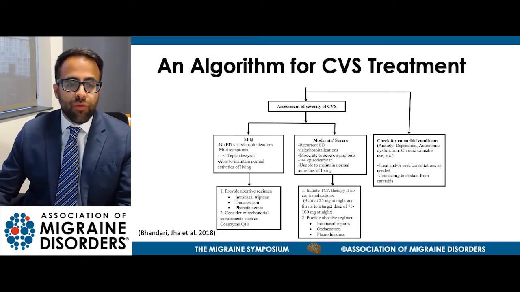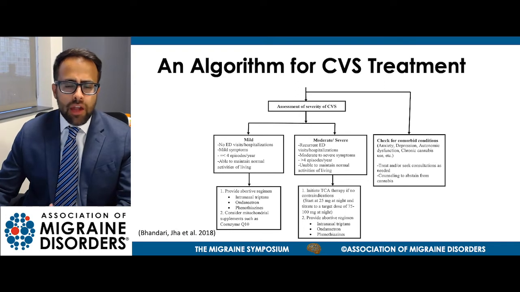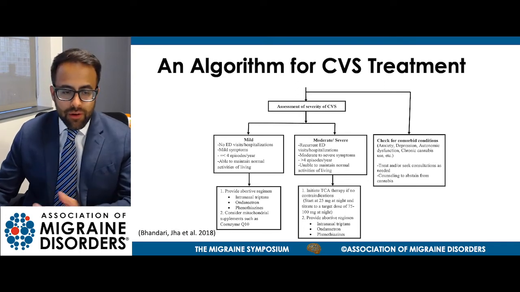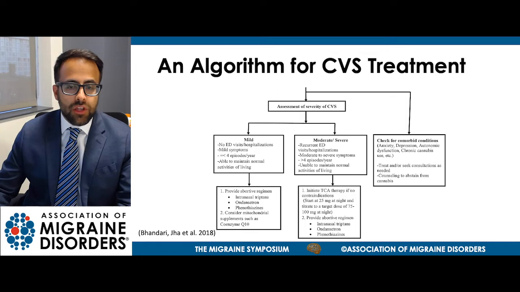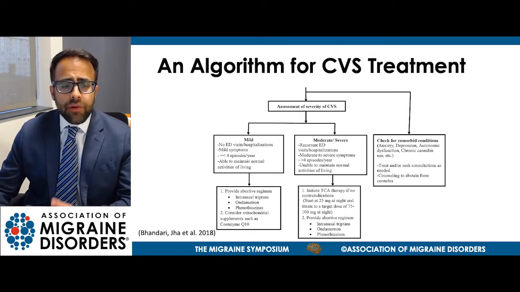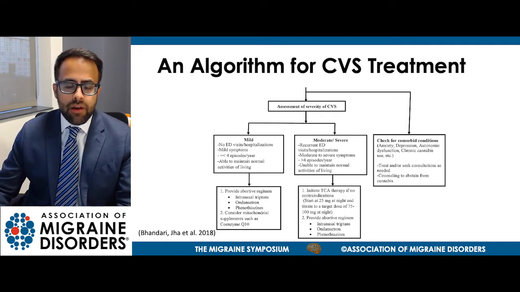They have fewer than 4 episodes a year. You generally only manage these with abortive treatments. Again, similar to migraines, you can use triptans, you can use ondansetron, you can use other agents to help them. Moderate to severe patients will be going to the ER recurrently. They will be hospitalized. They're having more than 4 episodes a year. They are having moderate to severe symptoms. They're having an impact on their quality of life.